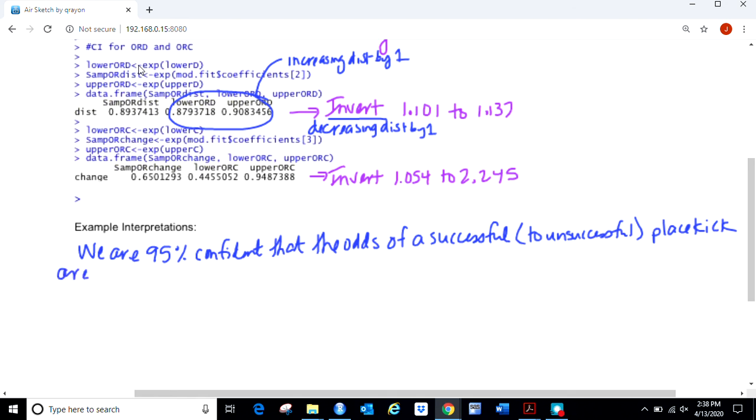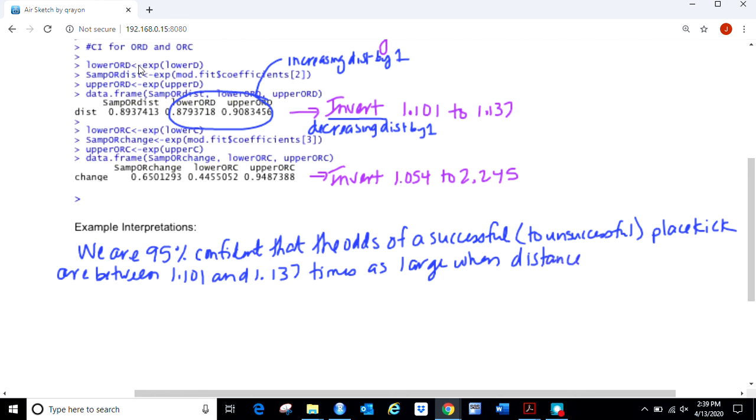Are between 1.101 and 1.137 times as large when distance decreases by 1 yard.